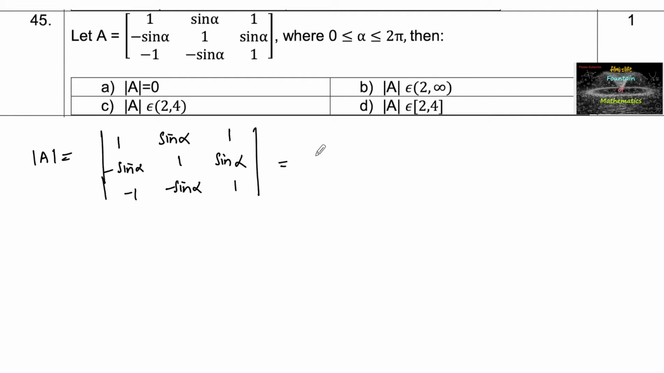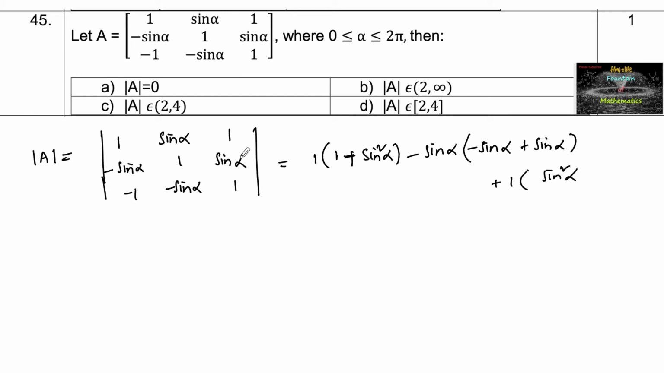Which is equal to 1 times, so 1 into 1, minus of minus sin alpha into sin alpha, sin square alpha, it's a plus, and again minus sin alpha times minus sin alpha minus of minus plus sin alpha, and plus 1 times of minus sin alpha into minus sin alpha, that is sin square alpha, minus of minus plus 1, so which is equal to 1 plus sin square alpha plus 1 plus sin square alpha, that is 2 times of 1 plus sin square alpha, and here sin alpha minus sin alpha gets cancelled to 0, so we have 2 times of 1 plus sin square alpha.